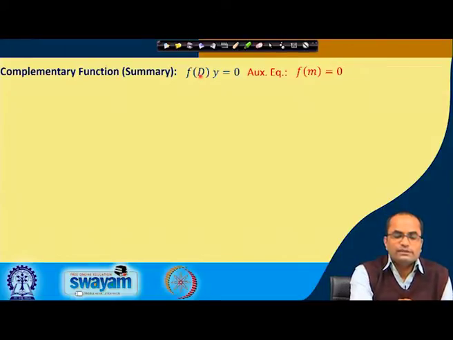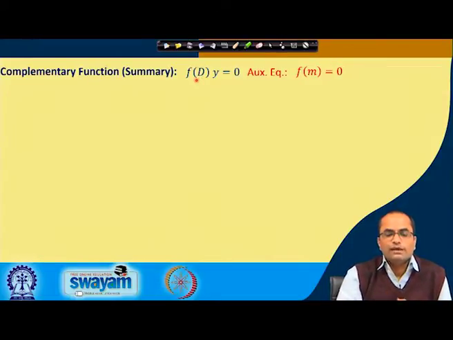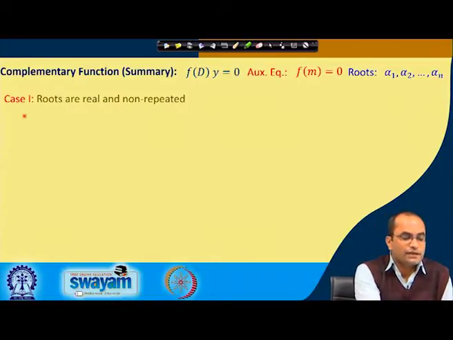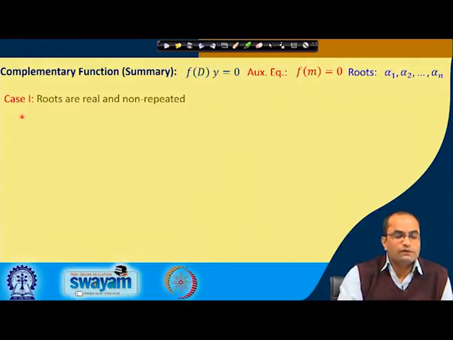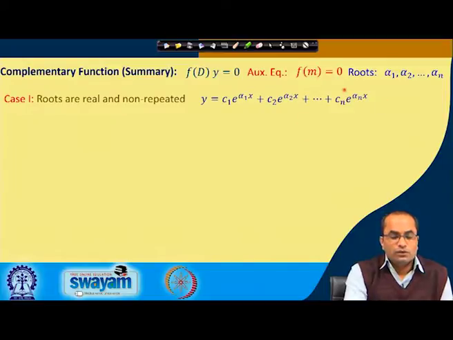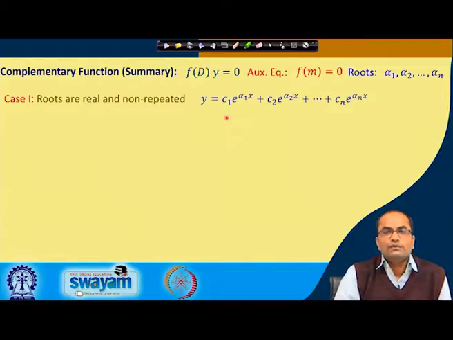We will just replace this D by m and we will have the auxiliary equation, and the roots of the auxiliary equation will be given by alpha 1, alpha 2 and alpha n. Case 1, when the roots are real and non repeated. So, we have y is equal to c 1 e power alpha 1 x plus c 2 e power alpha 2 x and so on, c n e power alpha n x.